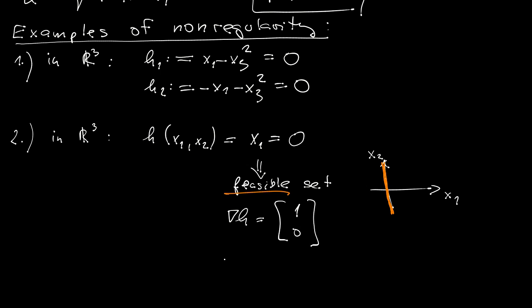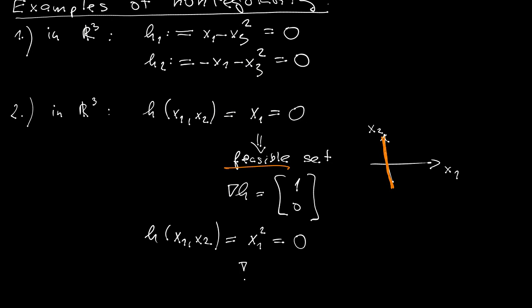Now let's have a look at how things change dramatically if I redefine the feasible set as the set of all those x1 and x2 that satisfy the following equation: x1 squared is equal to 0. Obviously, although this is a different function, the resulting set is identical as before. The image is just the x2 axis. But this time, how does the gradient of h look?